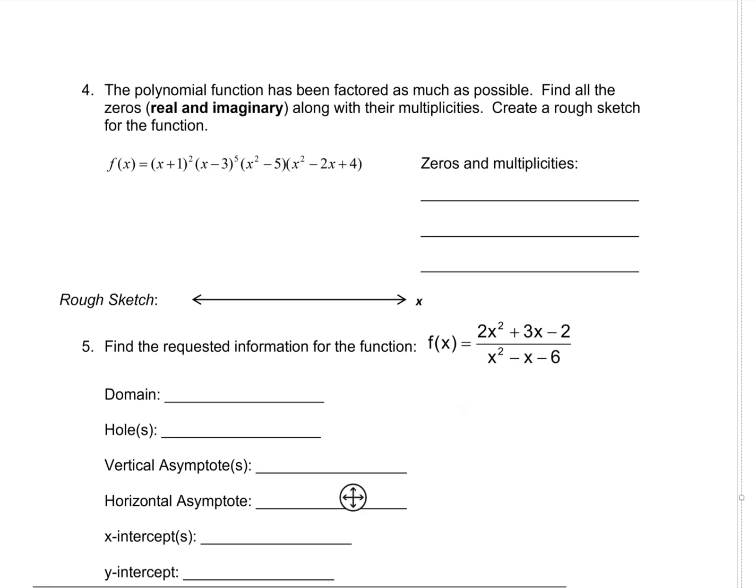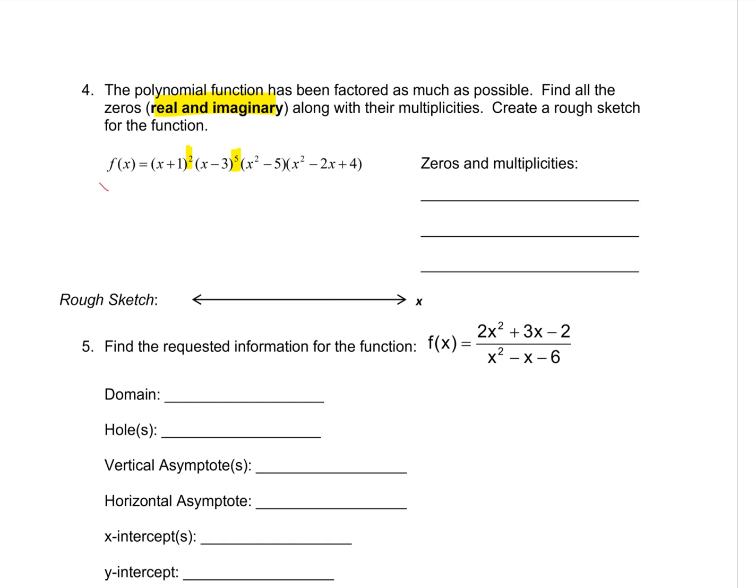All right. 4, I'm given a polynomial function that has already been factored. We're going to find all of the zeros, both real and imaginary, along with their multiplicities, and we're going to create a rough sketch of that function. So, looking at it, you know that you're going to have to take each one of these and set them equal to 0 and solve. And then obviously the multiplicities are the exponents that are on the outside of our parentheses.